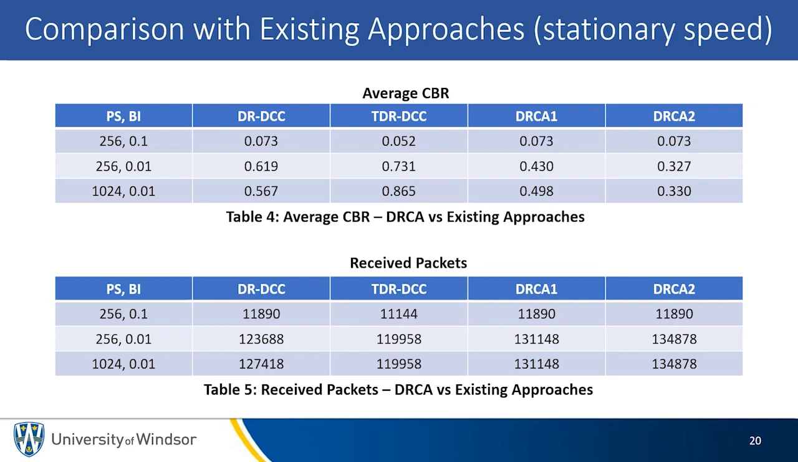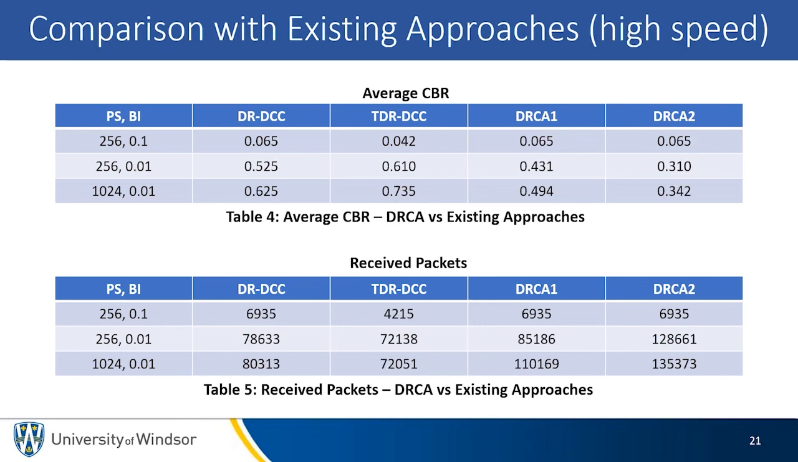Similar to the simulation results of the normal speed environment, it can be understood from the tables that the proposed DRCA approaches perform better than the other two existing approaches in terms of average CBR and received packets. Similar to the simulation results of the normal and stationary speed environments, from the tables it can be understood that the proposed DRCA approaches perform better than the other two existing approaches in terms of average CBR and received packets.